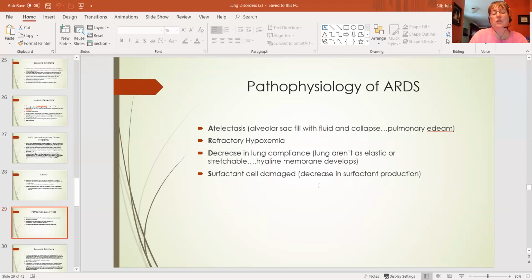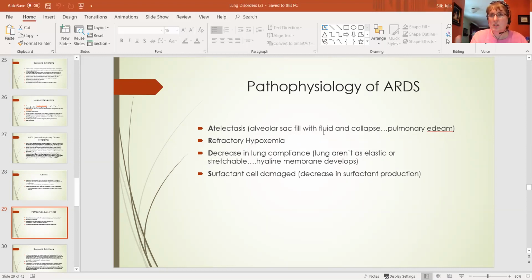Oh, yeah, this kind of talks about it. Okay, so anyway, what happens is, like we talked about, the alveolar sac filling up with fluid and collapsing, right? So you're not getting that good gas exchange. So even though this person is hypoxic and you put them on oxygen, it doesn't help.